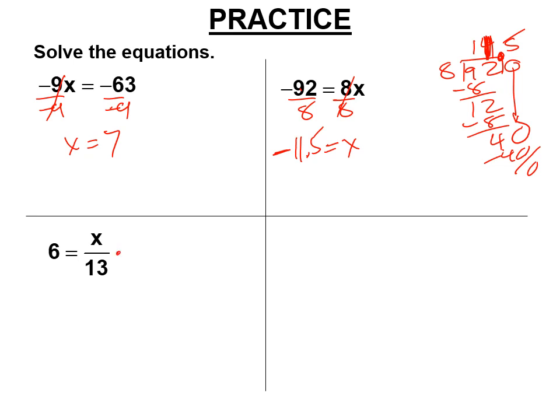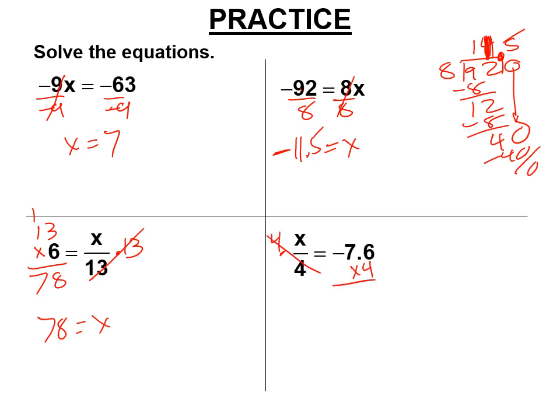X is being divided by 13, so we're going to multiply both sides by 13. I can put the 13 above it and say 78 equals x. We're going to multiply both sides by 4. I can put the 4 right there. 4 times 6 is 24. Carry the 2. 4 times 7 is 28, plus 2 is 30. Move the decimal point once, and let me clean this up, and x equals negative 30.4.